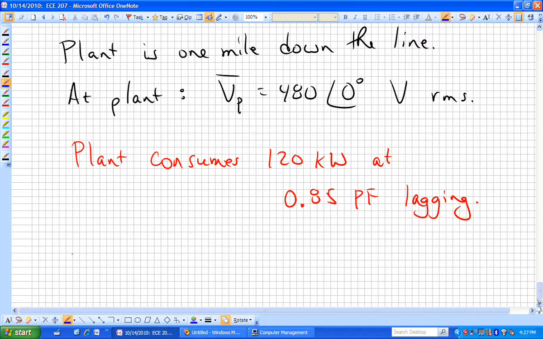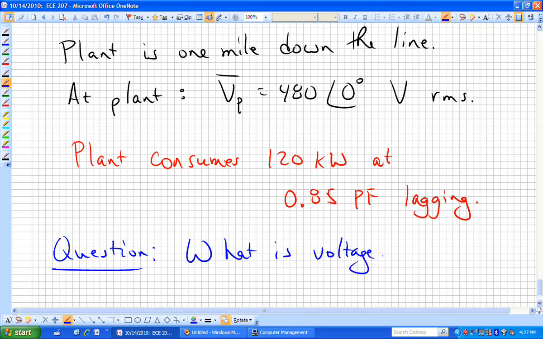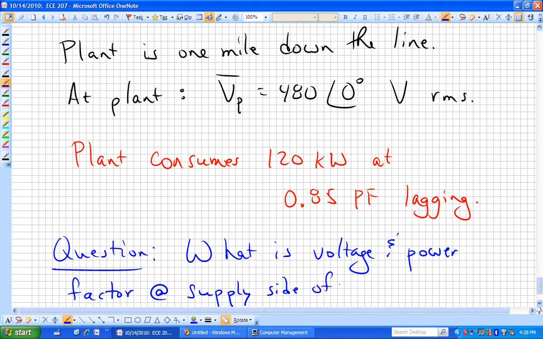The question is, what is the voltage and the power, oh, power factor, at the supply side of the line.